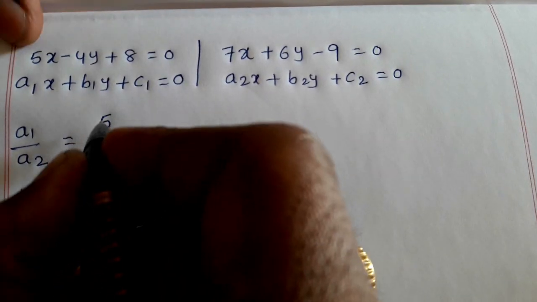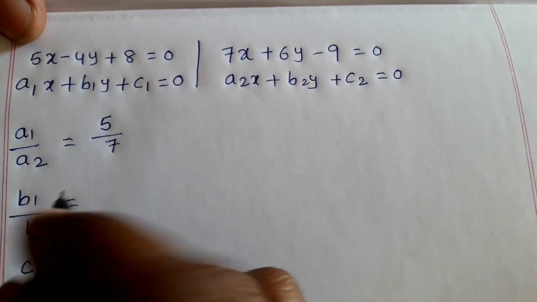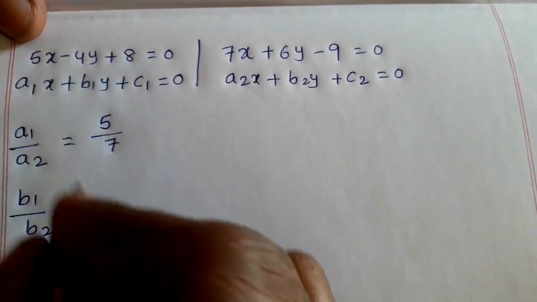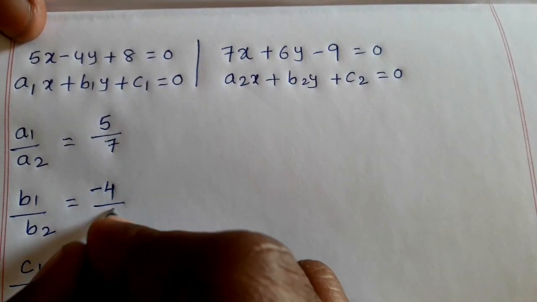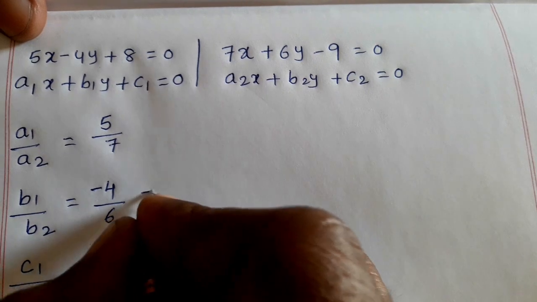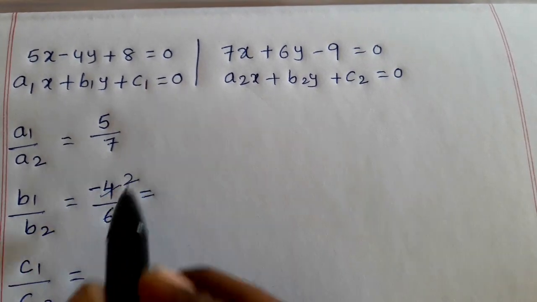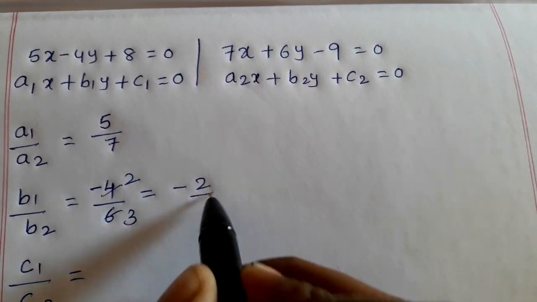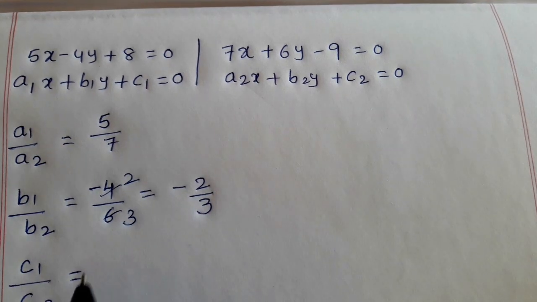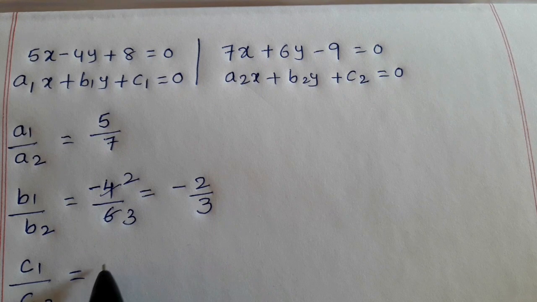So first here I am finding the ratios. Here a1 value is 5, a2 value is 7. So 5 by 7, and b1 value is minus 4, b2 value is 6. You can do simplification. Two twos are, two threes are, so minus 2 by 3. After simplification, this is the value of b1 by b2. So what is the value of c1? 8 and minus 9.